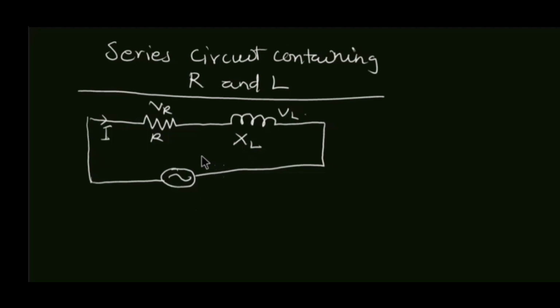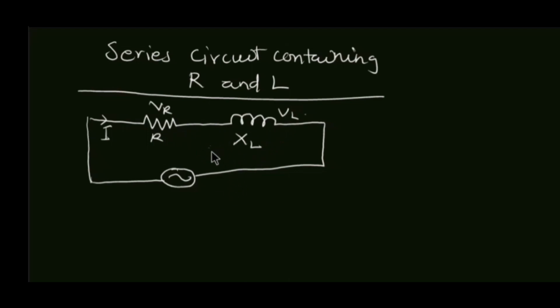This is an AC circuit problem. We have our AC source. The AC source is connected to a resistor and an inductor at this point. There is a voltage drop here. There is another voltage drop here. So let's see how to find the impedance when you have a resistor and an inductor present.